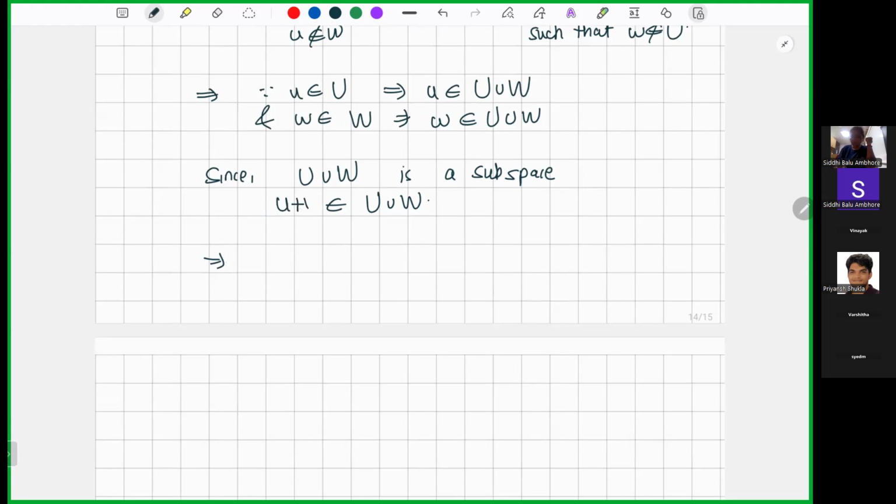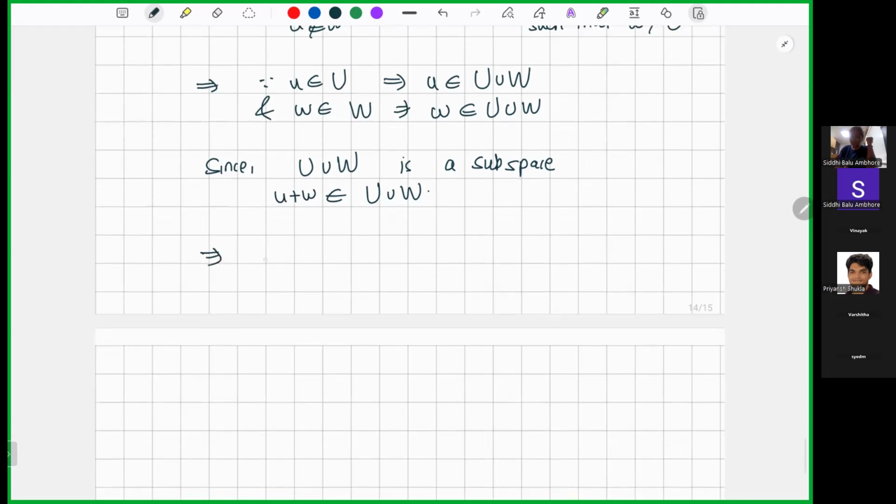U plus W. Let us take U plus W. So this implies this U plus W belongs to U, or this U plus W belongs to W, right? This is what it means. These two elements belong to U union W. So this implies this addition also belongs to U union W because it is a subspace.